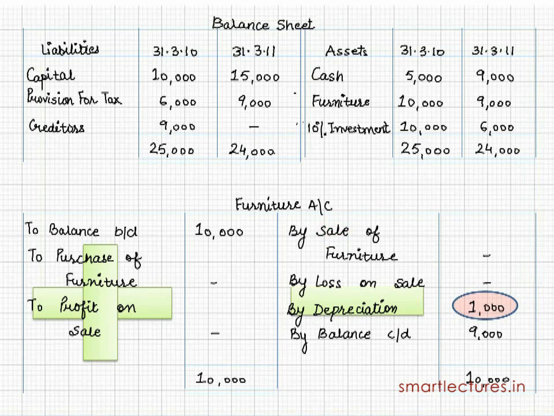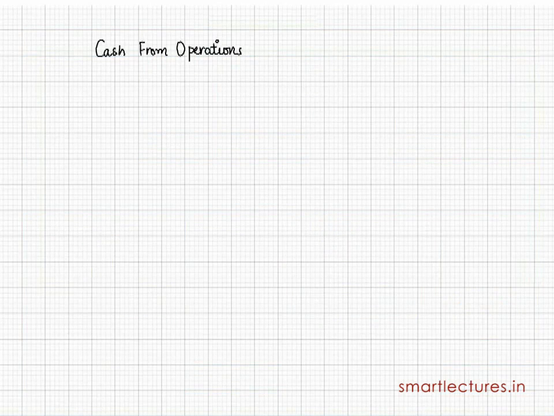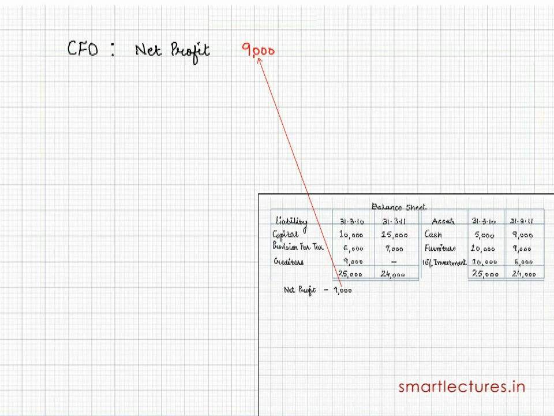So after that I have to prepare cash from operation. I would like to remind you again that I am preparing cash from operation in a rough manner. In the upcoming episodes, I will teach you how to present the making of this table in a proper way. At this moment, I am trying to make the concepts clear to you. So first of all, net profit, rupees 9,000. You know, it is given in the footnotes of balance sheet.